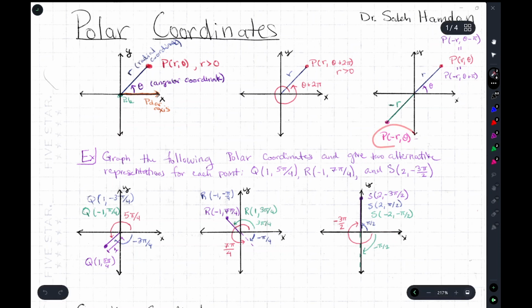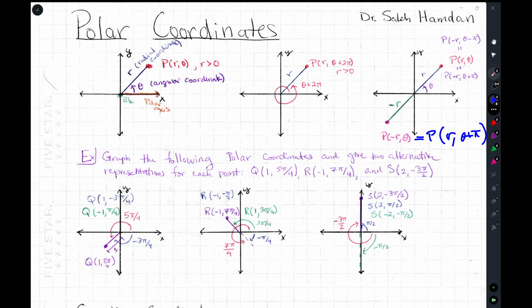P(negative r, theta) could also be represented as, we could have used P(r, theta plus pi) to represent that same point there. Okay, so several representations of the same exact point.